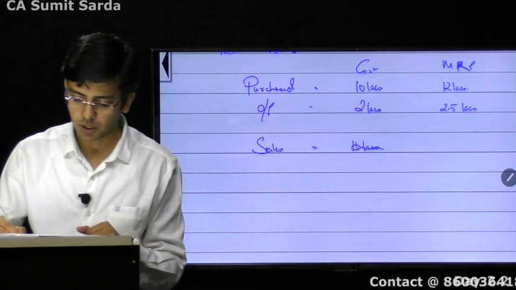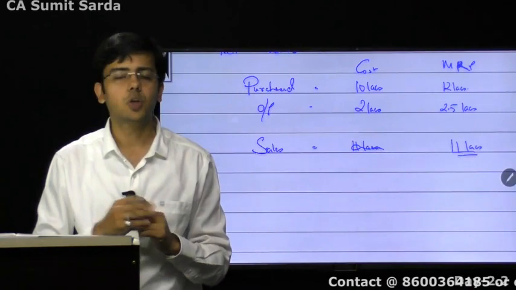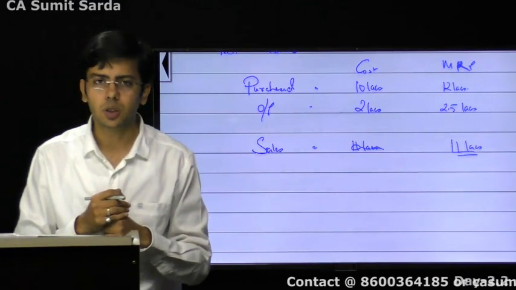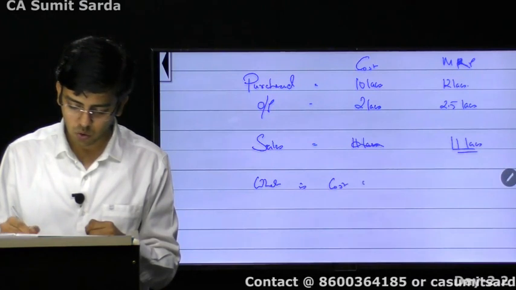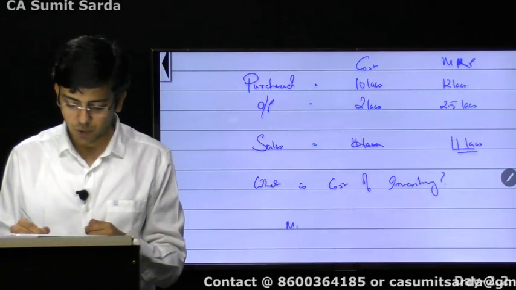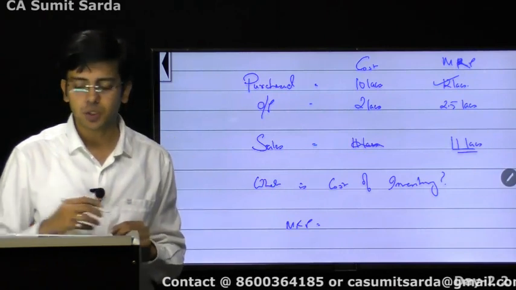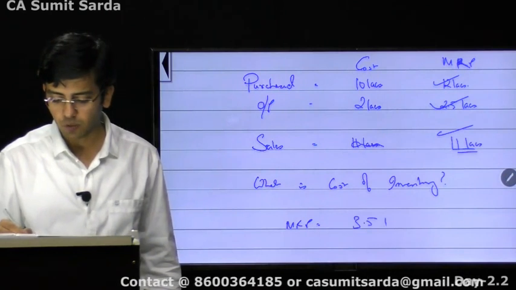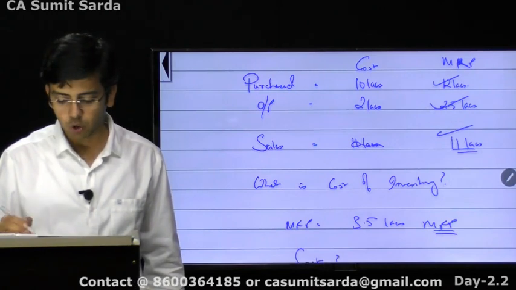The sales that we have made during the year are 11 lakhs. So we have sold MRP worth 11 lakh rupees of goods. We don't know the cost of the same. We know the MRP. We have sold 11 lakh rupees MRP worth of goods during the year. What is the cost of inventory? My friend, I can tell you what is the MRP of the inventory. I know 12 lakh rupees was the MRP of my purchased goods. 2.5 was of the opening stock. So that makes it 14.5. I have sold it for 11 lakh. I know 3.5 lakh rupees MRP worth of closing stock is held with me. I don't know what is the cost.